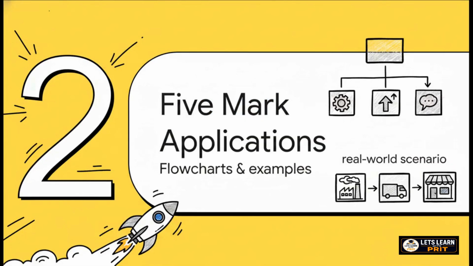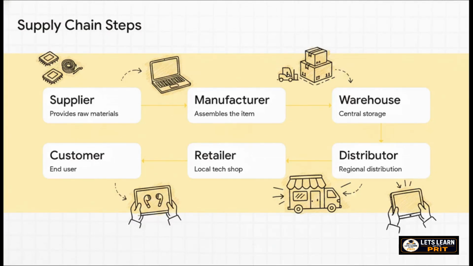Moving on to Section 2, 5-mark application questions. This is all about flowcharts and real-world examples. For 5 marks, presentation is absolutely everything. Don't you dare just write a massive paragraph. For a question like outlining the supply chain of an electronic item, draw it out.